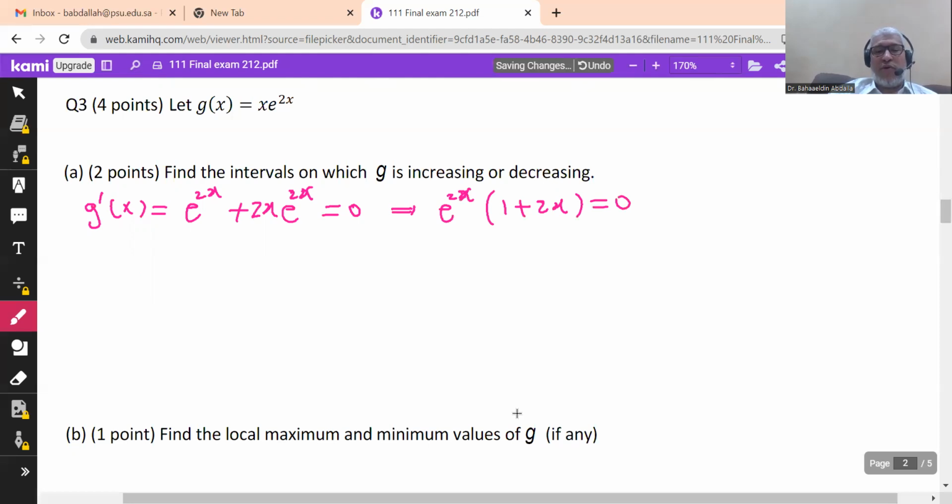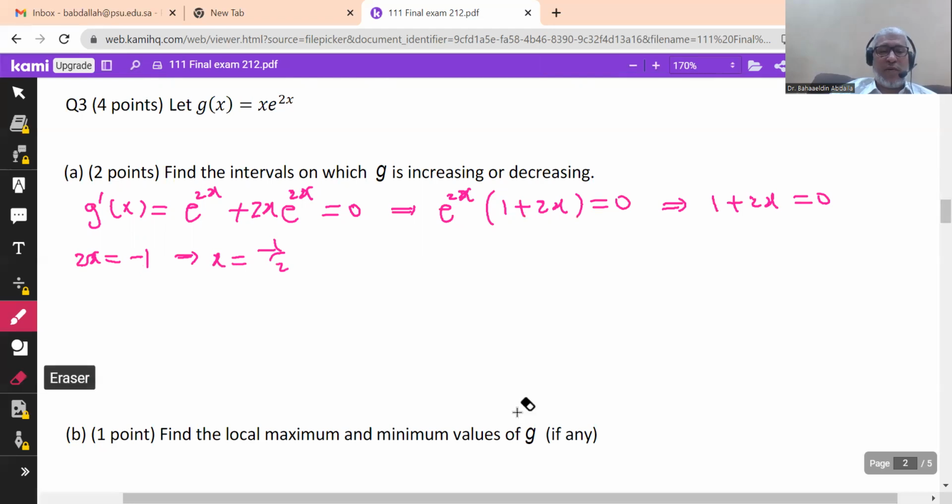Now e to the power 2x cannot equal 0. It's not possible. So 1 plus 2x must be equal to 0. That's the only possibility. So 2x equals negative 1, and x is negative half. So this is the critical number. The only critical number of this function is negative half.